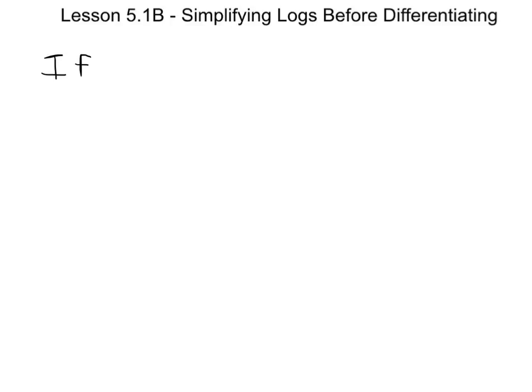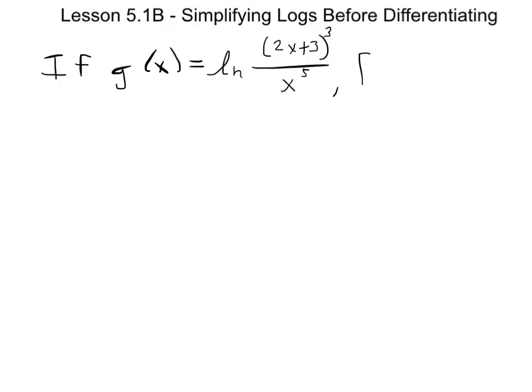We will say if g of x is the natural log of something terrible, of (2x plus 3) cubed over x to the fifth, then find g prime of x. Alright, so they give us a function, they ask us to find the derivative, no big deal, we just have to take the derivative. Please take a minute to appreciate how horrible this is.